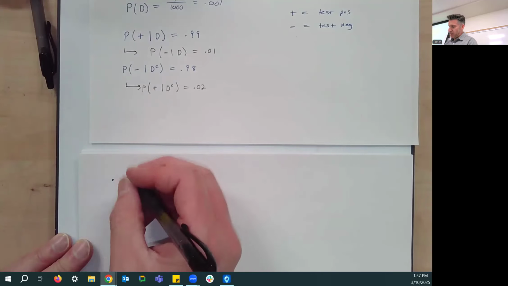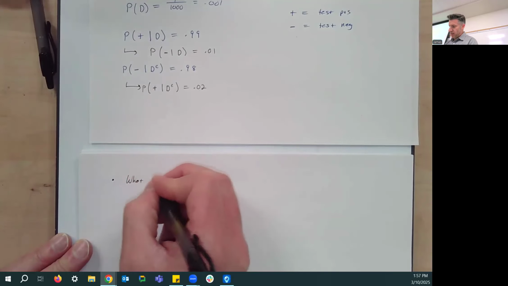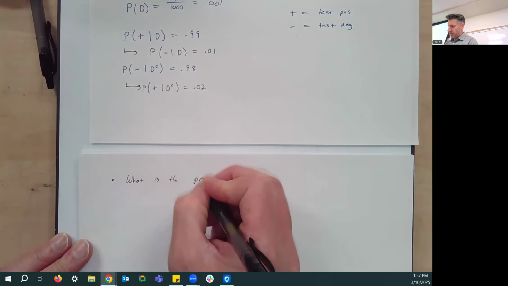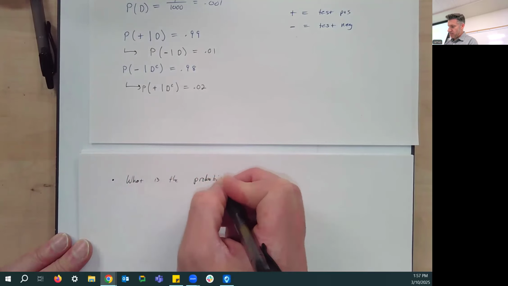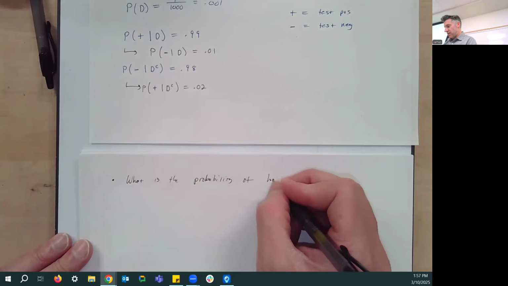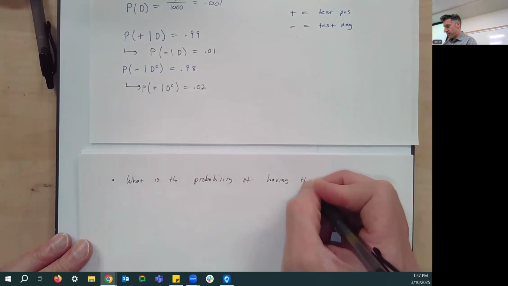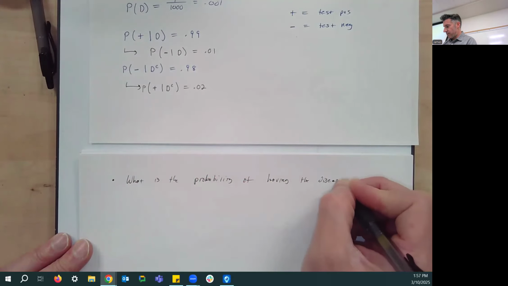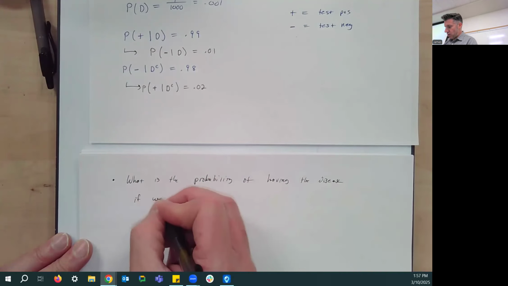Still a good question. What is the probability of having the disease if we tested positive? I want you all to draw a tree.